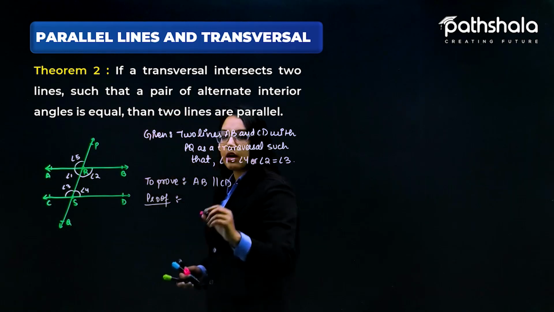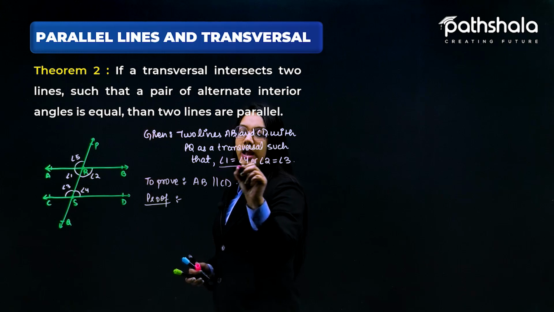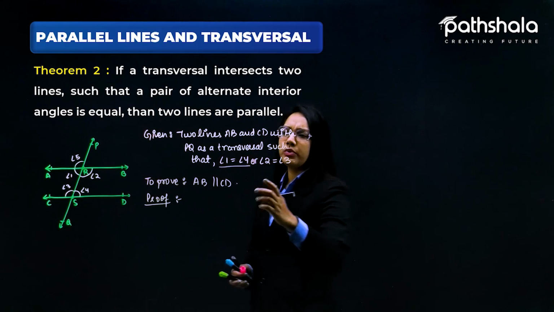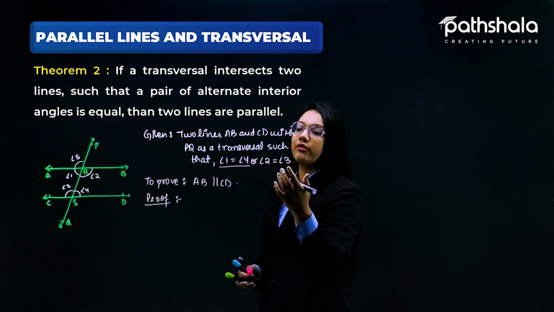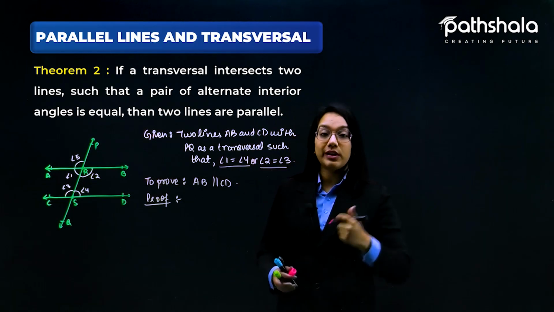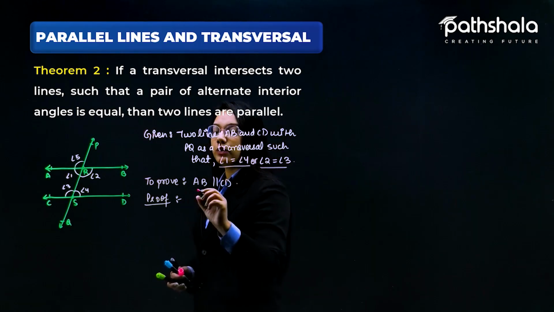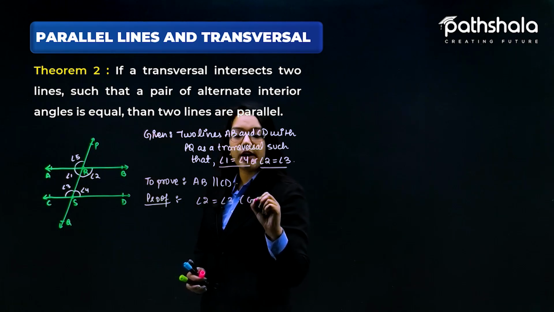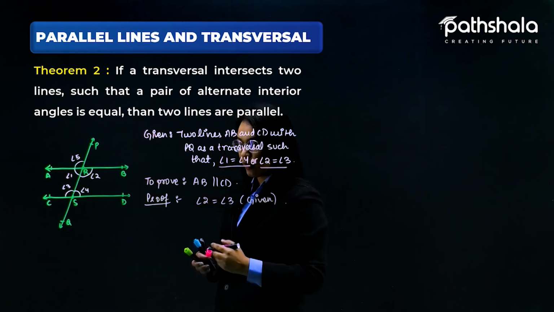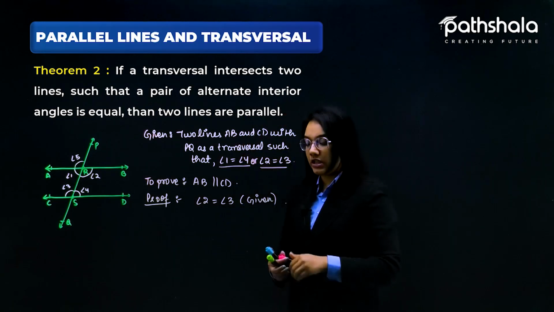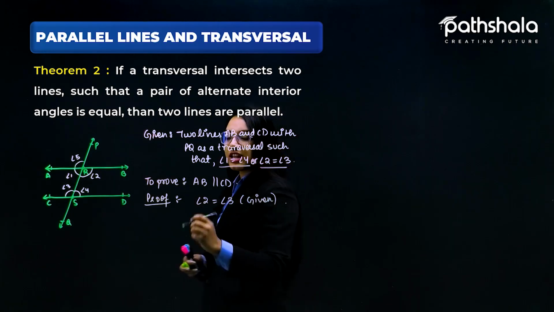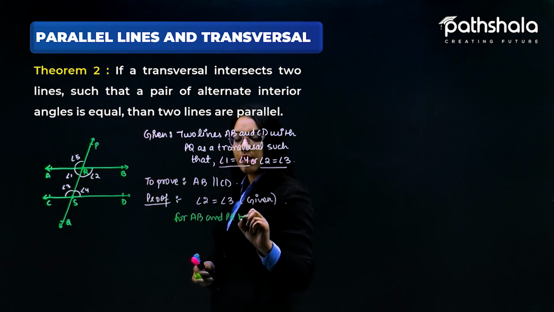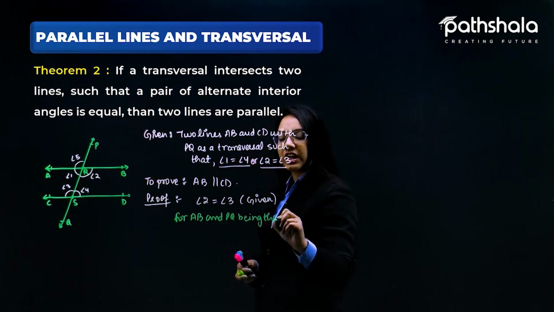First of all, according to the condition, we can take either angle 1 equal to angle 4, or angle 2 equal to angle 3. Let us take angle 2 is equal to angle 3. This is a given condition because a pair of alternate interior angles is equal to each other.